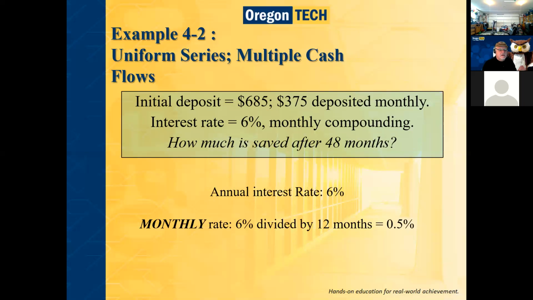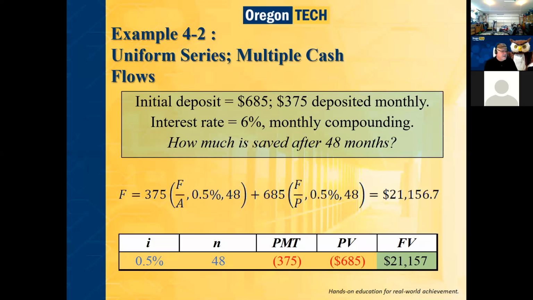Sometimes you just gotta sit back and say, okay, what the heck am I doing? So you've got basically 2 things to think about. If you do it manually, you can do your $375, and what's the future value of this annuity at 0.5%, 48 months? But you also got to figure out what's the future value of that money you put in today. So it's a 2-step process if you do that manually.